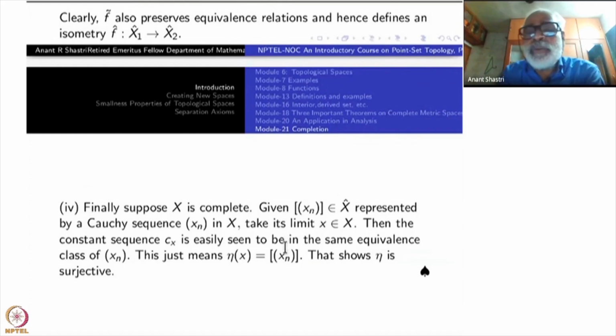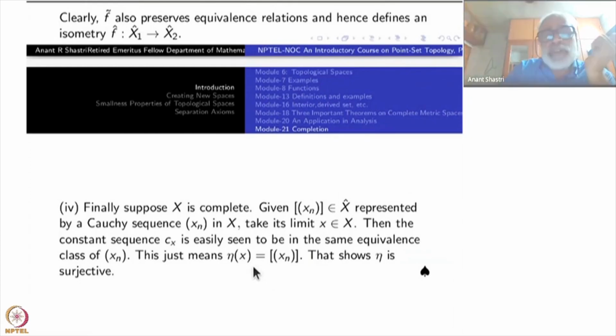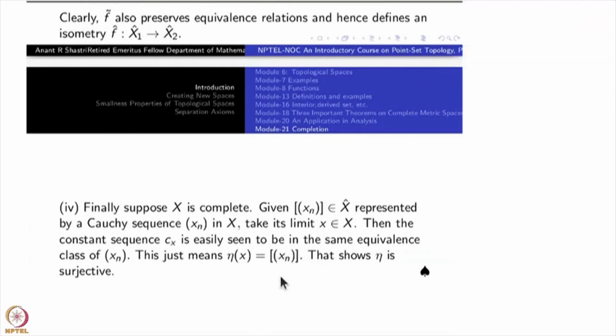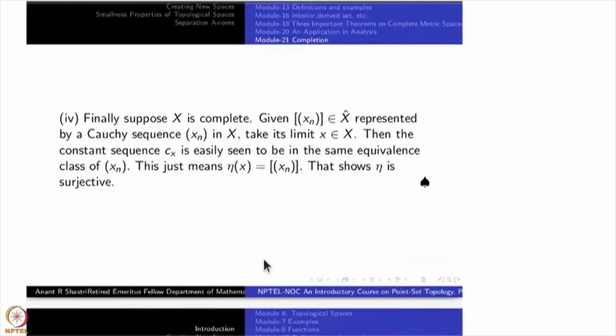Okay. Now, it is very easy to verify that the equivalence class of the constant sequence (x) is the class of (xn). So you have to show that these two are equivalent. What is the meaning of that? The distance between xn and the constant x tends to 0. But that is the definition of xn converging to x. Okay. So this just shows that eta of x is equal to the class of (xn). So eta is surjective.